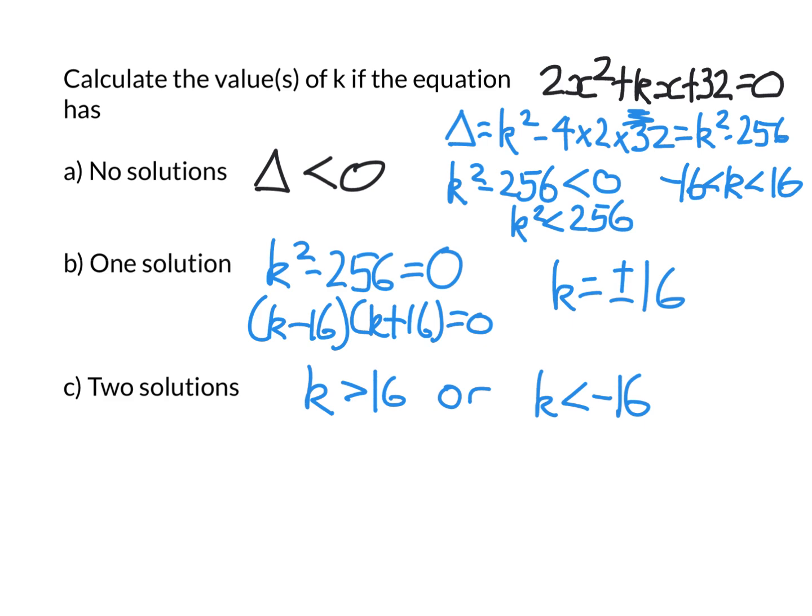What this all means is, if you pick a value of k more than 16, like 20, 2x squared plus 20x plus 32 will have two solutions. If you have 2x squared plus 16x plus 32, that will have only one solution. And if you pick k between these values, say k equals 10, something like 2x squared plus 10x plus 32 would have no solutions.